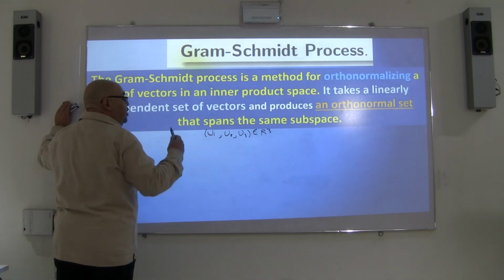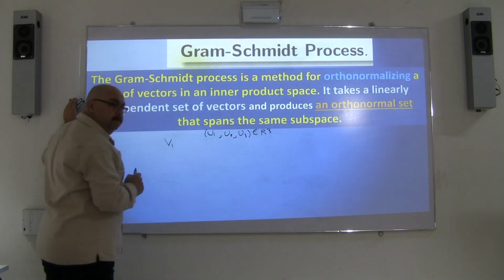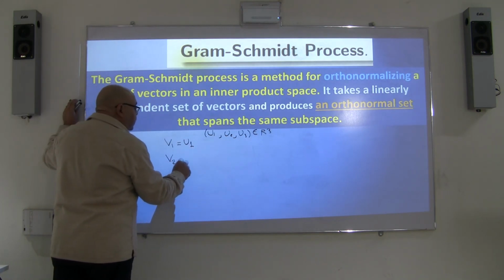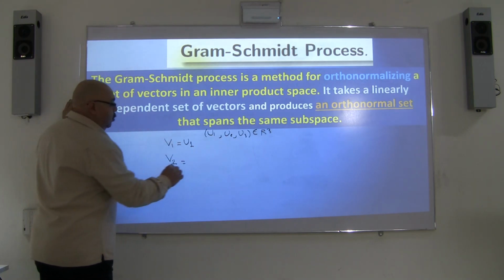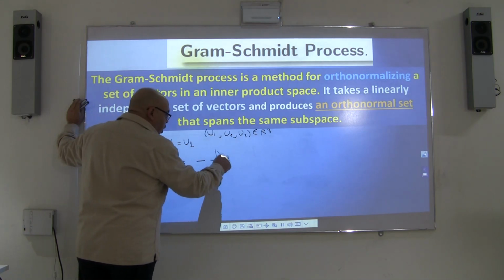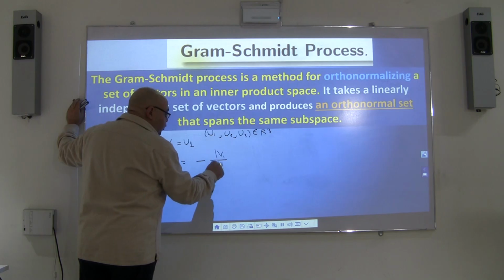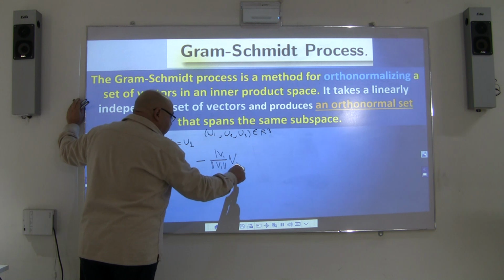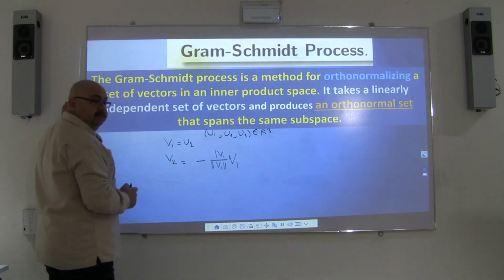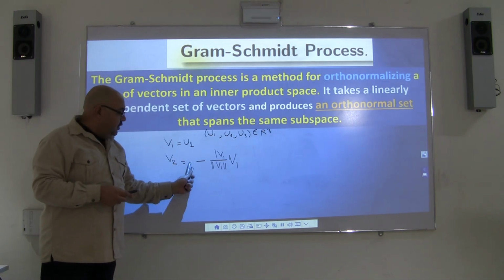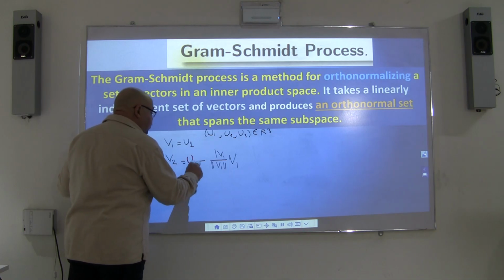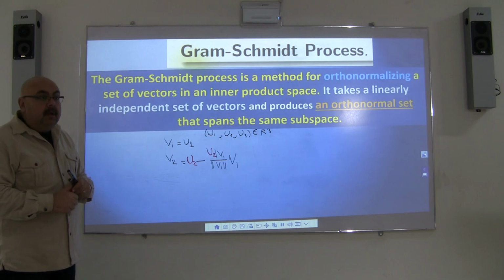So I will choose my new set of vectors as V1. I will put it equal to U1. Then I will get the second vector. I need you to memorize. How am I writing? I will write negative, then a division of the inner product of V1 with U2, divided by the magnitude of V1 squared, times V1. Of course, this value is a number. So once you have this value multiplied by V1, you will have a vector. What's remaining here is U2, which is this guy. Now I have V1 and V2.